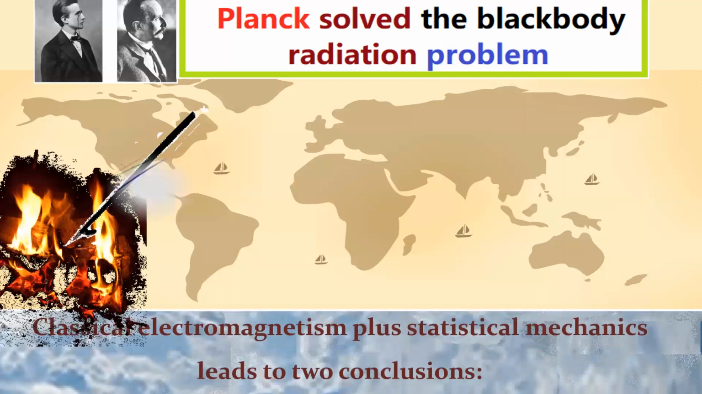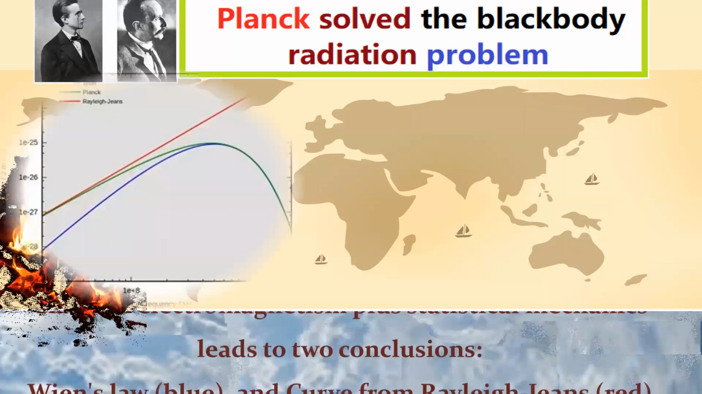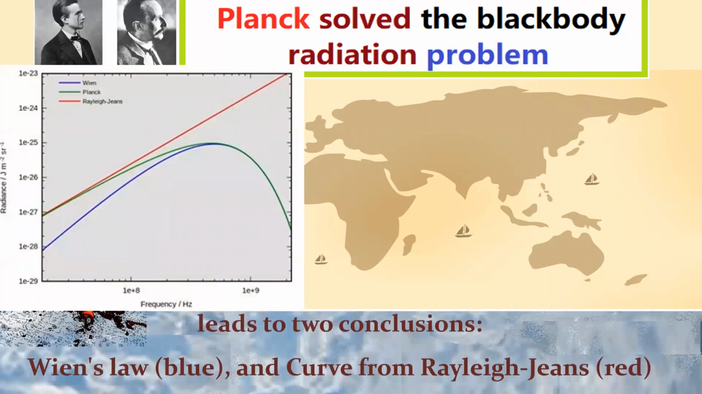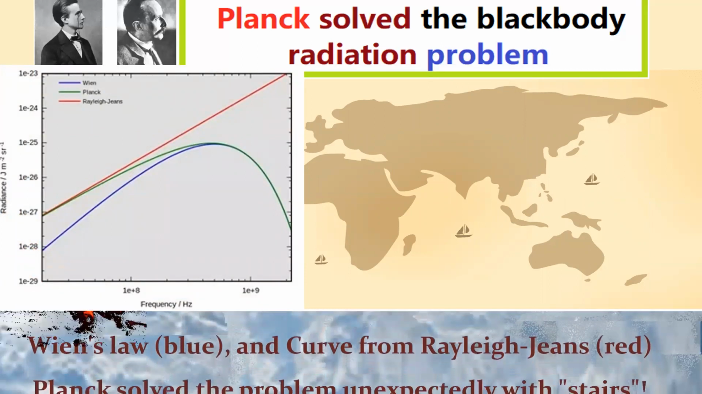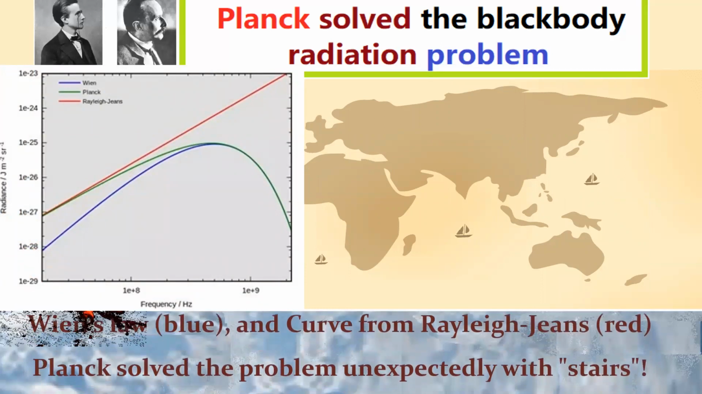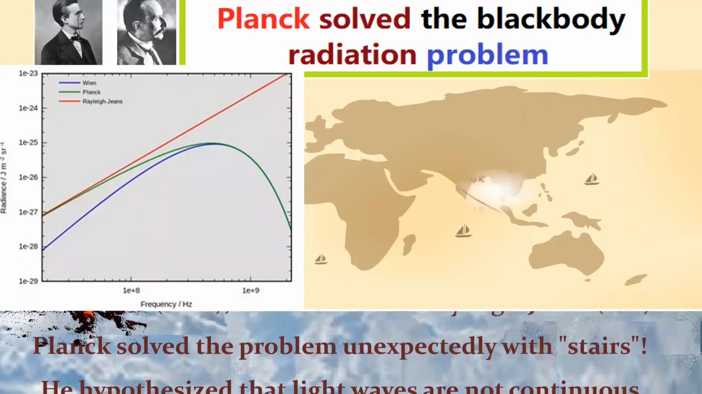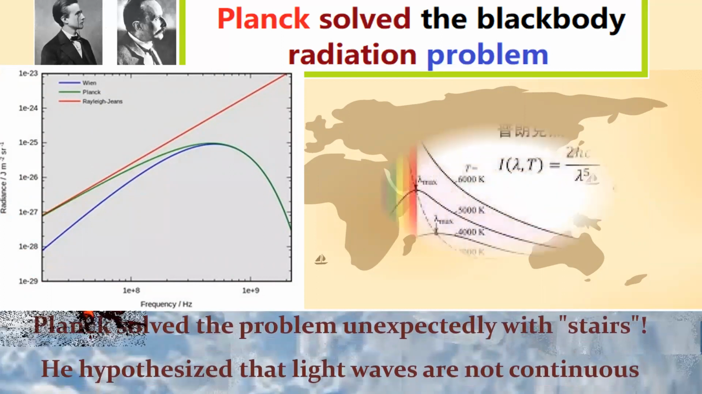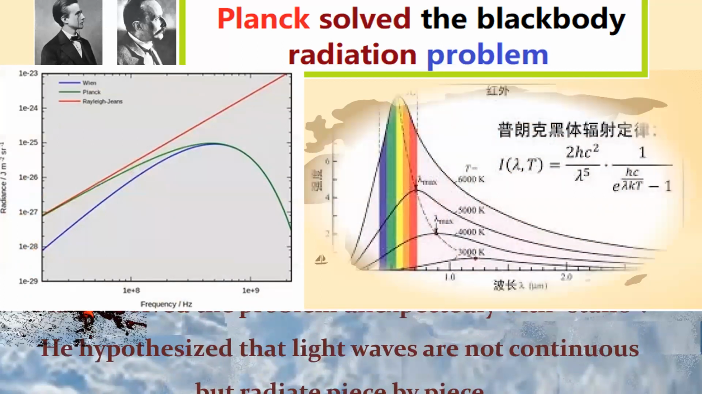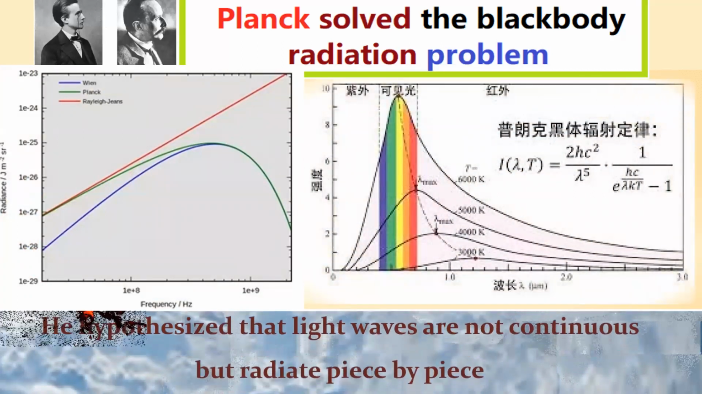Classical electromagnetism plus statistical mechanics leads to two conclusions: Wien's displacement law, blue, and the curve from Rayleigh and Jeans, red. Planck solved the problem unexpectedly with stairs. He hypothesized that light waves are not continuous but radiate piece by piece.